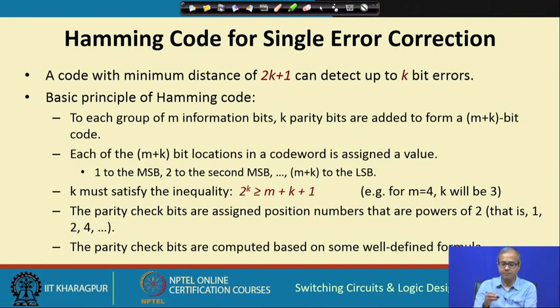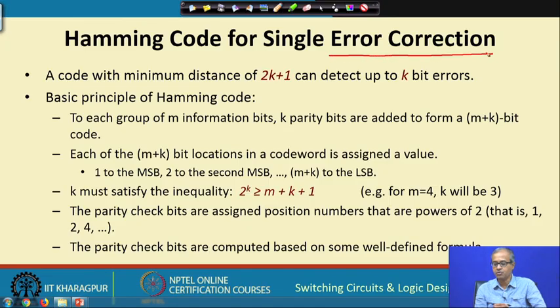Now, let us come to a more complex mechanism where I also want to do error correction. The rule for error correction I mentioned for single error, that for 1 bit error correction I need a distance of 3. So, here I am generalizing that statement. If I want to correct up to k bit errors, the minimum distance between every pair of valid code words should be at least 2k plus 1.